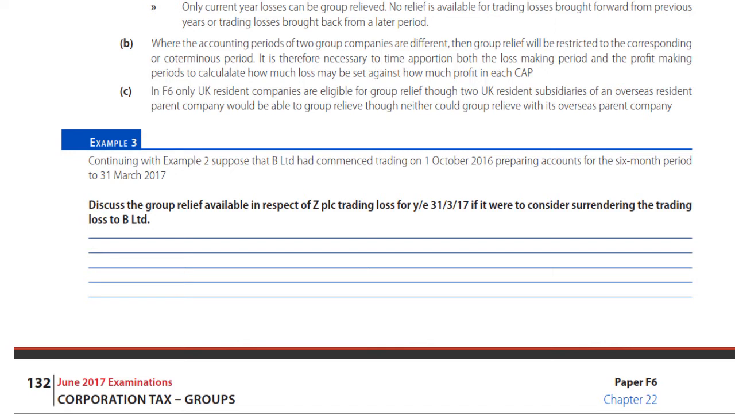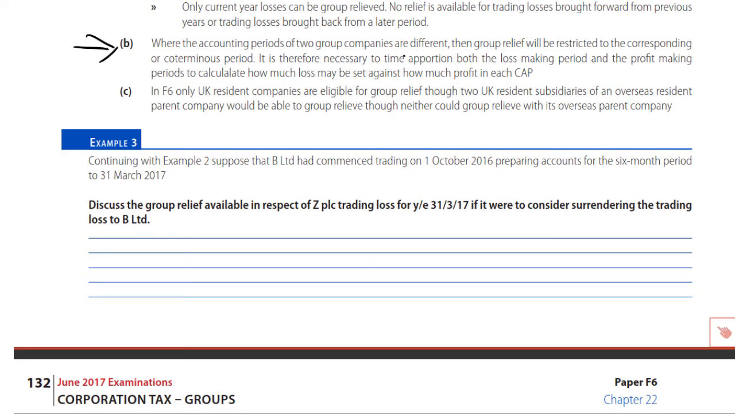Now, what we suggested at the end of last time, and we'd mentioned it during the session, was that when we group relieve, we can only group relieve the available current period trading loss against the claimant company's TTP of a corresponding accounting period. Now, you would expect that if you've got 75% ownership of a subsidiary, that you would be having the companies prepare accounts to the same date. But the examiners can do whatever they like. So what happens in this situation here?